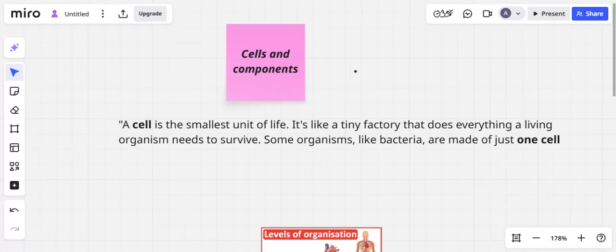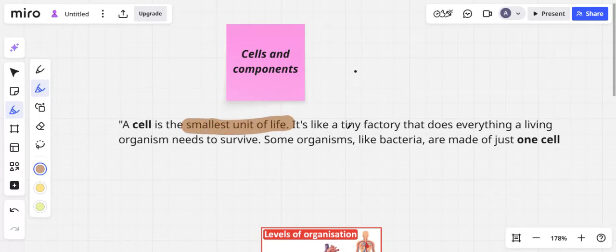So everything we do, growing, thinking, healing, everything starts with these microscopic building blocks. So now you can imagine how interesting they are. So let's dive in. First of all, what exactly are cells? So here I have written something for you so that you can go through it. A cell is the smallest unit of life, first of all, and it is a tiny factory that does everything a living organism needs to survive.